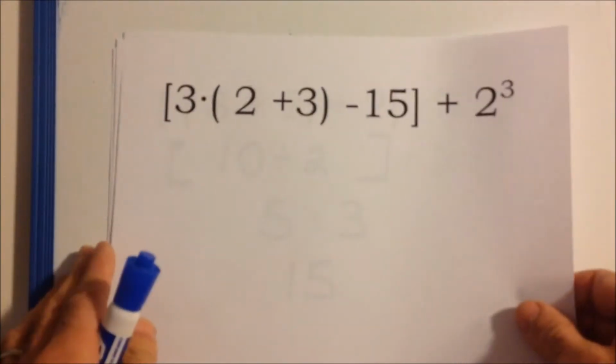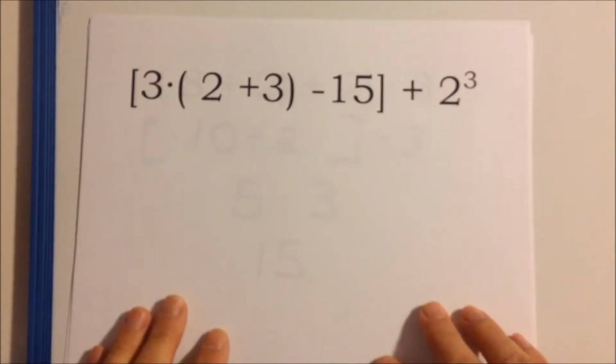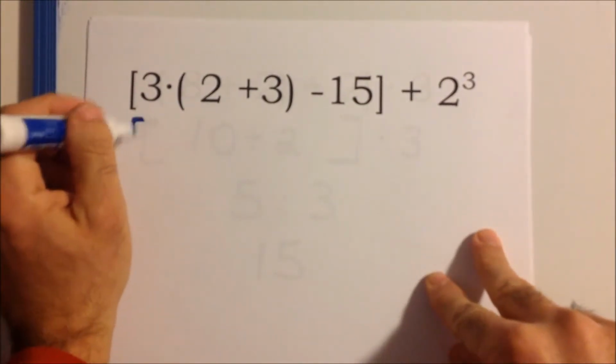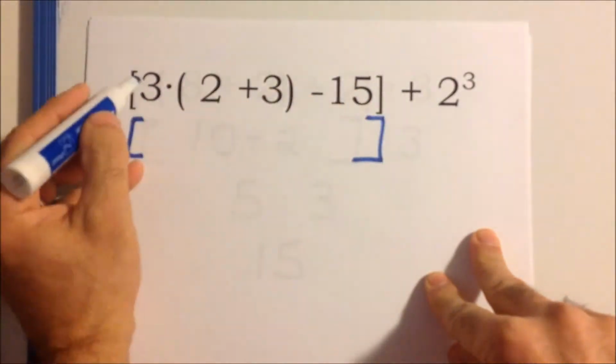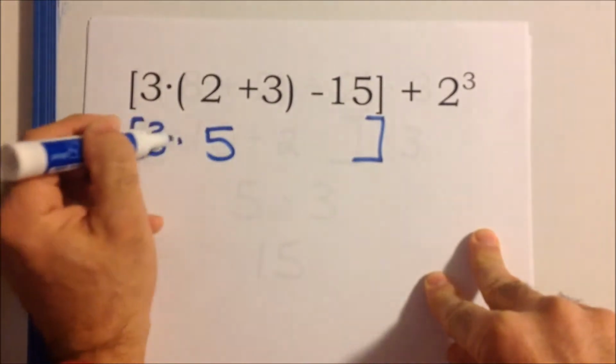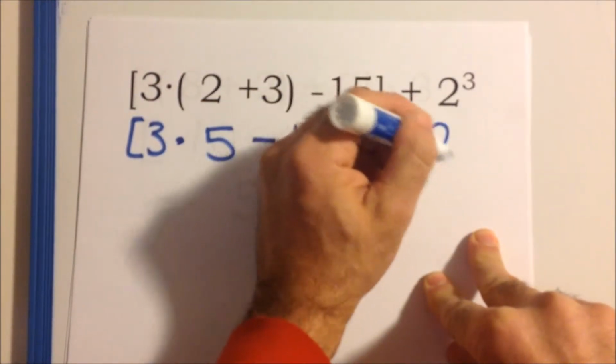Okay, let's try this one now. Again, you should pause the tape to see if you can solve these problems. Again, think of GEMDIS. So we want to do the brackets first. And within the brackets, we want to do the parentheses first. So we keep the brackets, and we want to do the parentheses first. So this is going to be 3 times 5 minus 15. And just write out the whole problem.